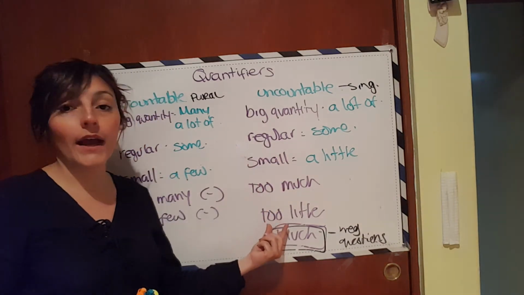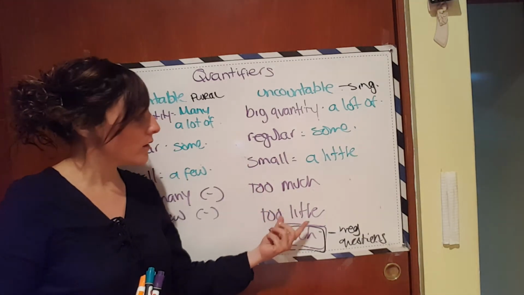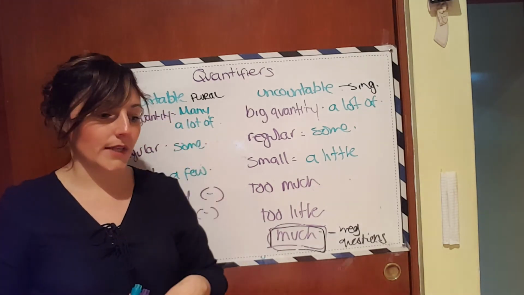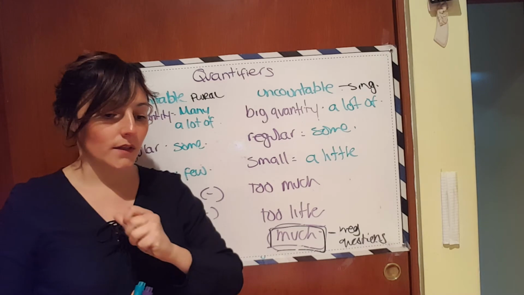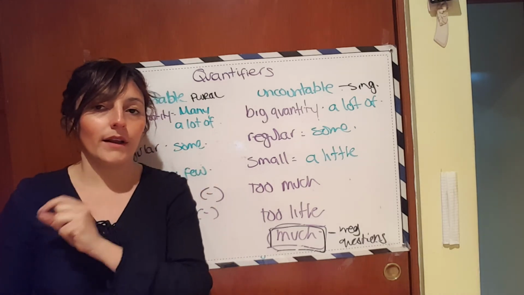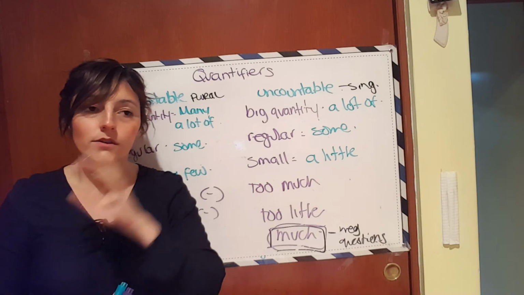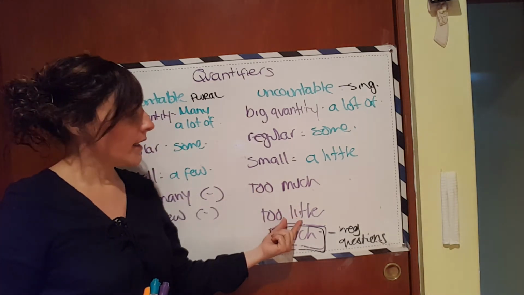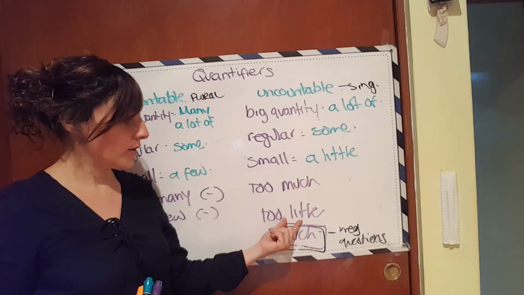On the other hand, we have too little, right? Too little indicates that my quantity is really, really small. For example, I have a student in level 5 and he pays too little attention to my classes. Okay, so his attention is out, right? And it also implies a negative connotation.